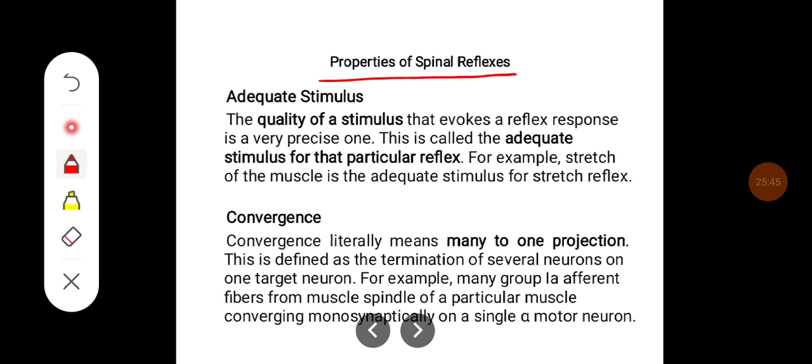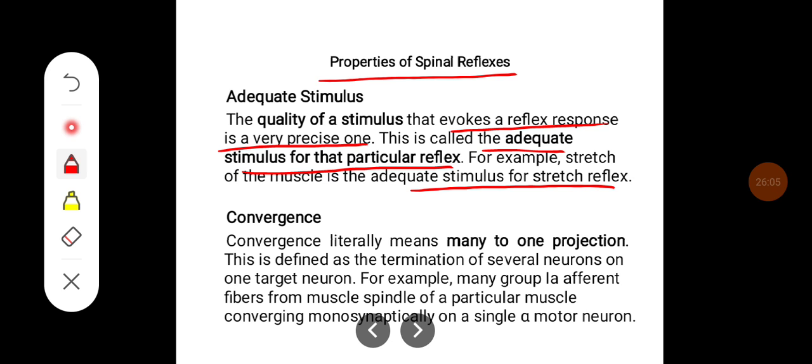Properties of spinal reflexes. First one is adequate stimulus. The quality of stimulus that evokes a reflex response is a very precise one, so this is called the adequate stimulus for that particular reflex. For example, stretch of the muscles is the adequate stimulus for stretch reflex.